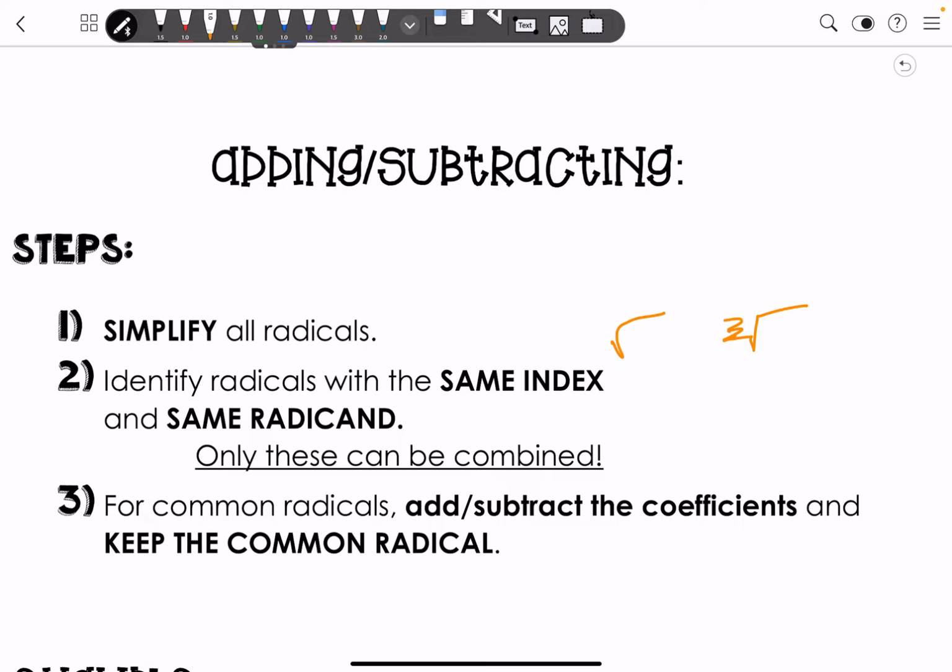Okay? The radicand, if I've got the square root of 2 and the square root of 3, these would not be combined. That's kind of like me saying that x plus y is, I don't know, xy. I can't do that. So, your insides have to match. If you need to write that, you can. Insides and roots must match.